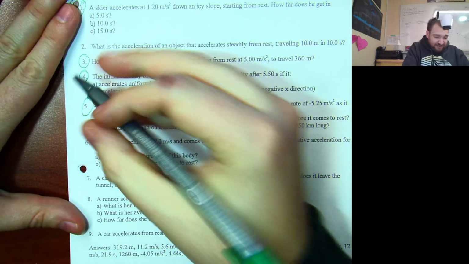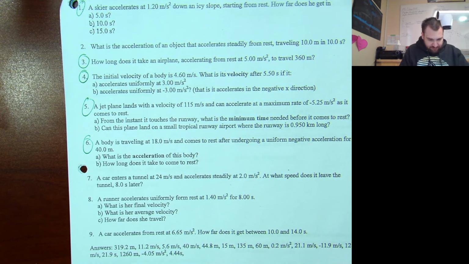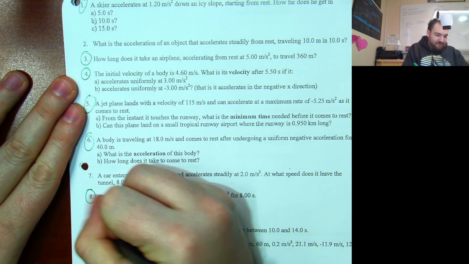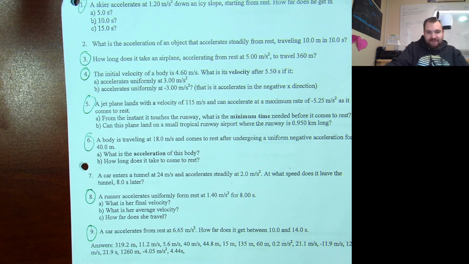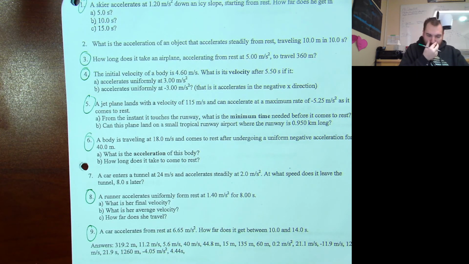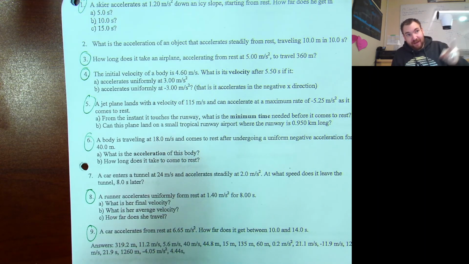I want you to do 6. I want you to do 8. Ooh, I want you to do 9. So I just took off 2 there. 2 and 7 I dropped off. Then I want you to flip the page.